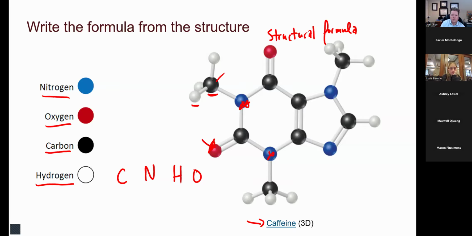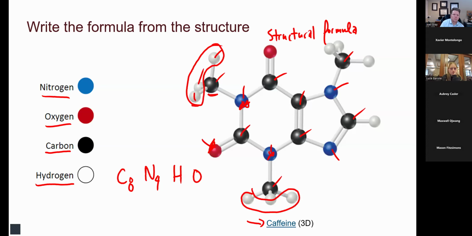We have one, two, three, four, five, six, seven, eight. Eight carbons. Next up, I've got nitrogen written, and we have a total of one, two, three, four nitrogens, so N4. Then my hydrogens, I've got one, two, three here. Then I've got one, two, three here. There we go. And then one, two, three, and one. Okay, so that gives me three groups of three and one. So that puts me at 10 hydrogens.